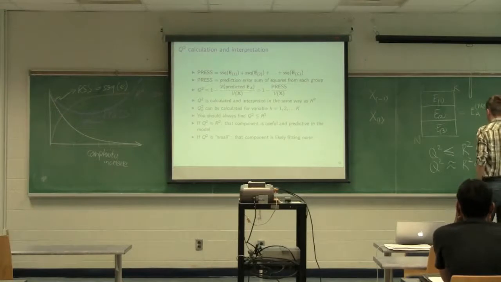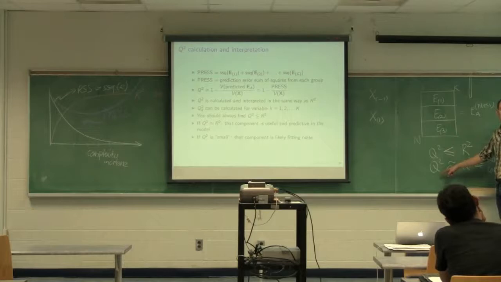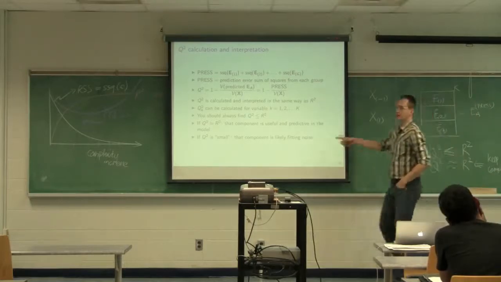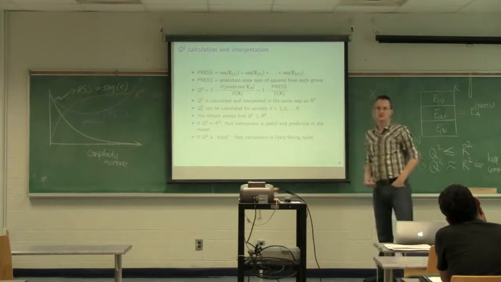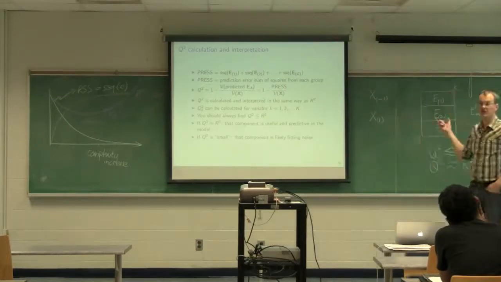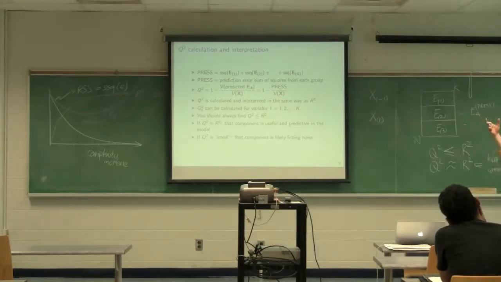If Q squared is a very small number, then it implies that that component is likely fitting noise, because your numerator for your prediction error sum of squares is really large. A large value divided by a large value, subtracted from 1, is going to give you a number close to 0.